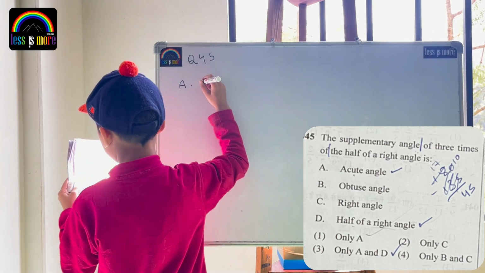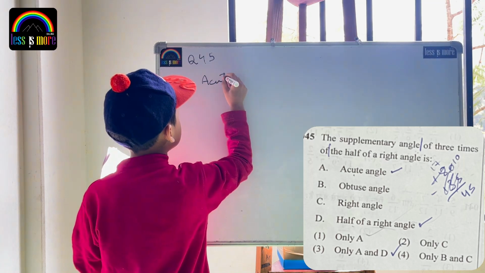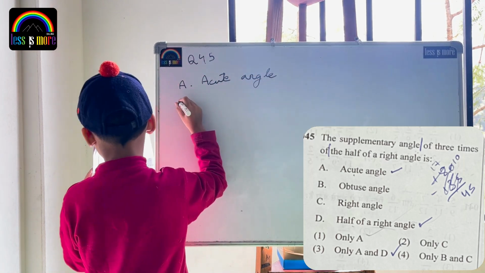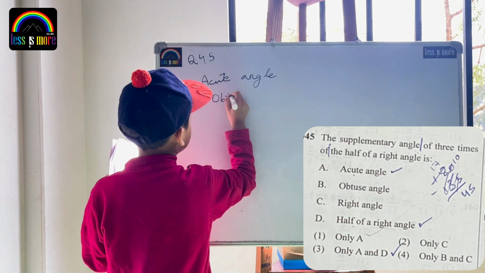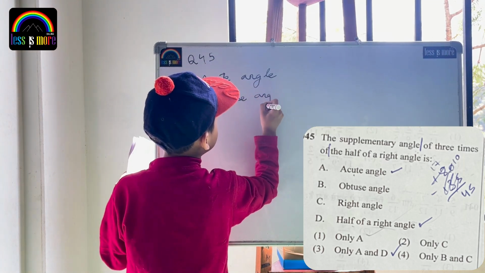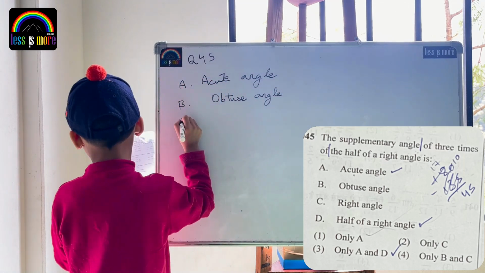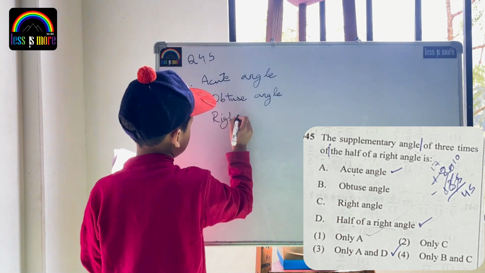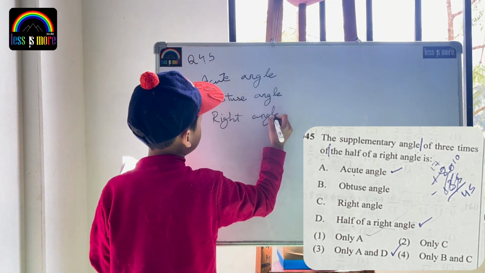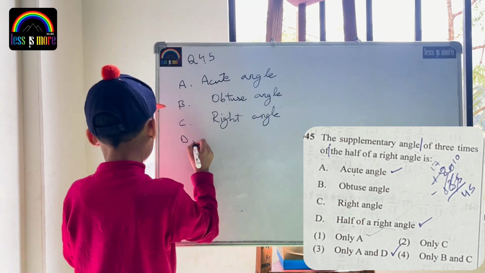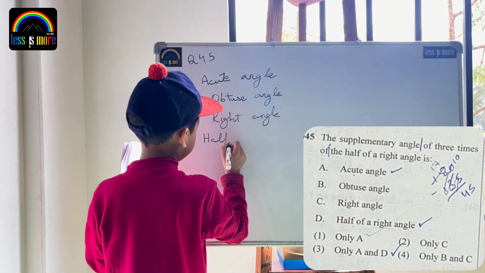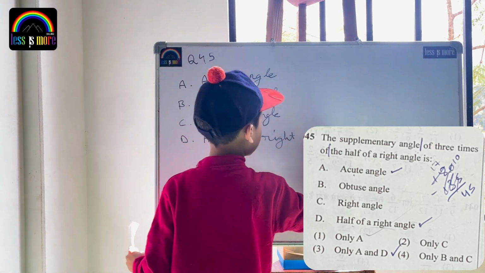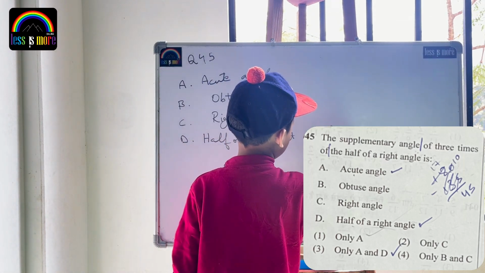So in option A, there is acute angle, and on option B, there is obtuse angle, and on option C, there is right angle, and on option D, half of a right angle.